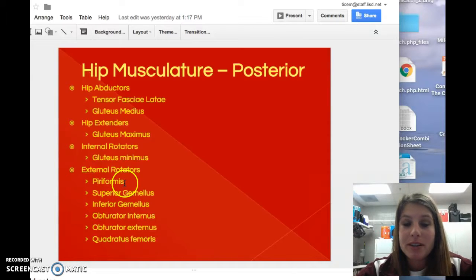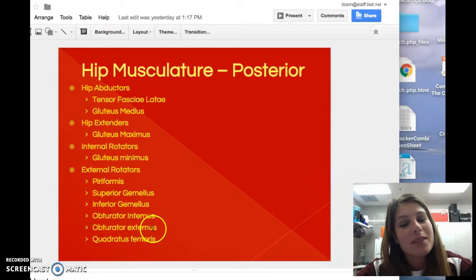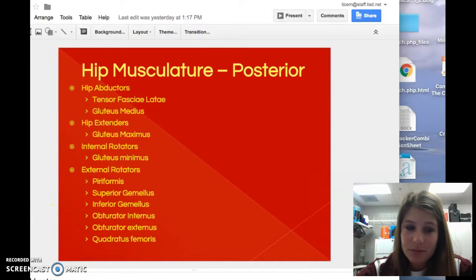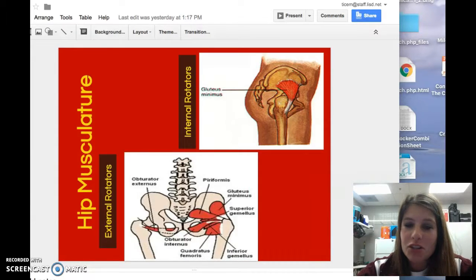We have the piriformis. I really want you to remember that one. The other ones, not so much. Just remember that there are 6 external rotators. Here's just a quick picture of those showing the gluteus minimus right here on the lateral side. Then we have external rotators, and you can see they're on both sides, but it's showing you mostly on one. It's over here posteriorly, connecting from the femur to the different parts of the pelvis.